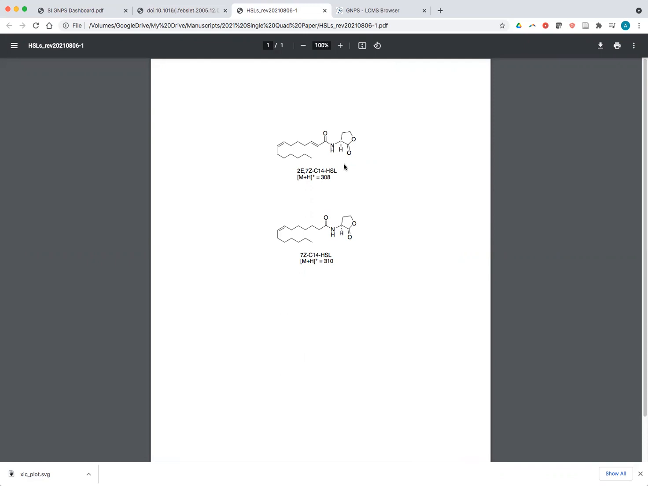These two chemical signals are actually only produced when this organism is grown on the single carbon substrate methanol, but not on the multi-carbon substrate succinate. So to demonstrate the GNPS dashboard, what we did was we grew up Methylorubrum extorquens on both methanol and succinate.